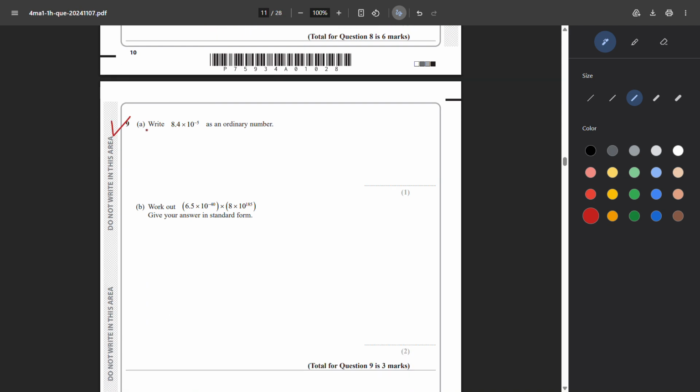Question number 9. Write the given standard form into ordinary form. You have to write 8.4 into 10 to the power minus 5 in ordinary form. So we move this decimal to the left hand side, 10 to the minus 5 means 5 places, 1, 2, 3 and 4. You have to move the decimal to the left till 5 places. So this will be your ordinary number, 0.000084. That's it, you will get 1 mark.